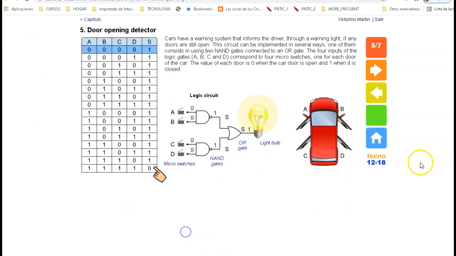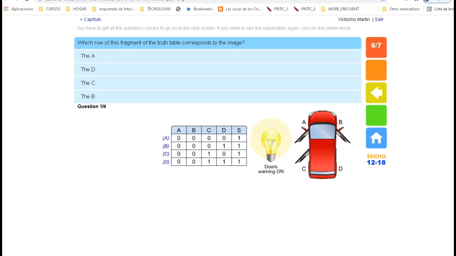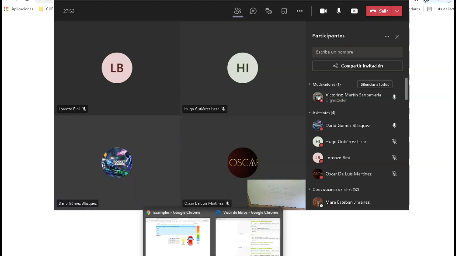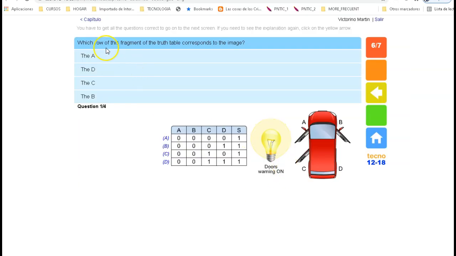So we start with the questions. Questions for Dario. Are you with us? Hello, Dario. Yes. Question for you. Which row of the truth table will correspond to the image? Here we have 1 gate closed and the rest open. So it is B. B, very good. Yes, B.